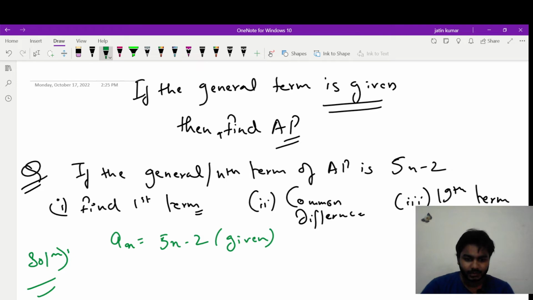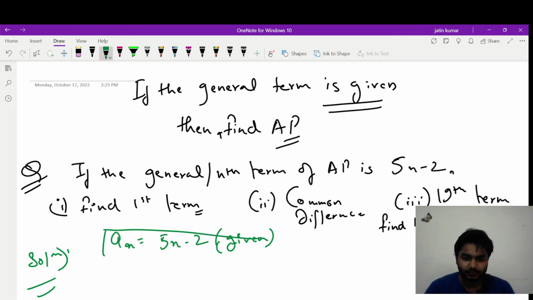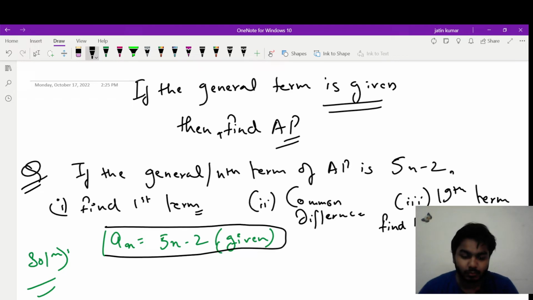Now you also need to find, let me add one more thing, find the first 3 terms of this AP. I hope this is visible to you. You need to find the first 3 terms of the AP also. This is what is given to us: an is 5n minus 2. Now you put 1 in the value of n. For finding the first term you need to put 1 in the value of n.